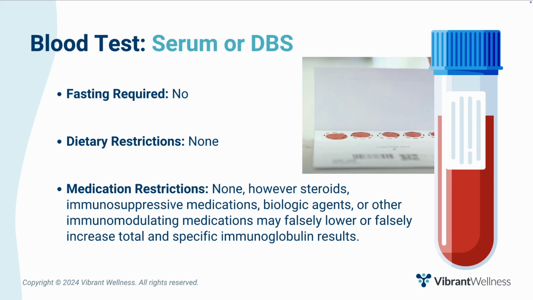Vibrant's egg zoomer is a blood test that can be collected via venipuncture or dried blood spot. Fasting is not required, and there are no dietary or medication restrictions. However, as with all antibody testing, patients taking steroids, immunosuppressive medications, biologic agents, or other immunomodulating medications may have falsely lower or falsely increased total and specific immunoglobulin results. More on this when we get to the complementary tests.